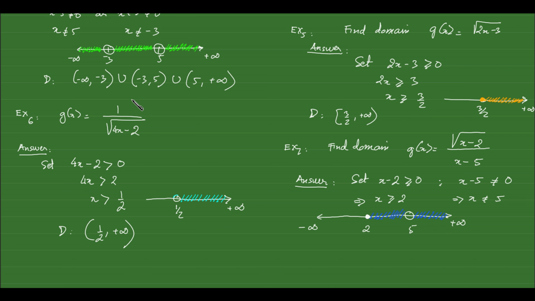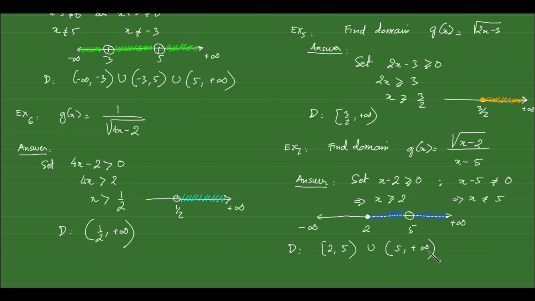So based on that, I can get the domain. The domain will be 2 bracket to 5 parenthesis, because you don't want to include 5, union with 5 to positive infinity. Okay, so that is how you find the domain.